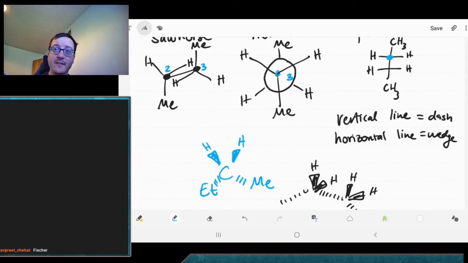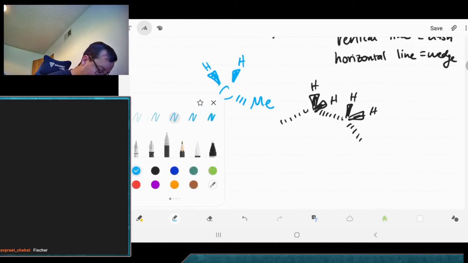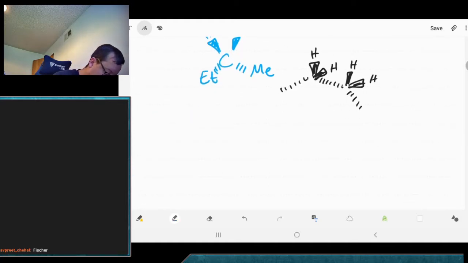So, very fun, I know. We'll talk about these projections more. We're going to focus first on the Newman one, because that's going to be the easiest for us to see how things are interacting as we go along. Okay, so let's talk about Newman. Let's talk about first our favorite molecule, ethane.